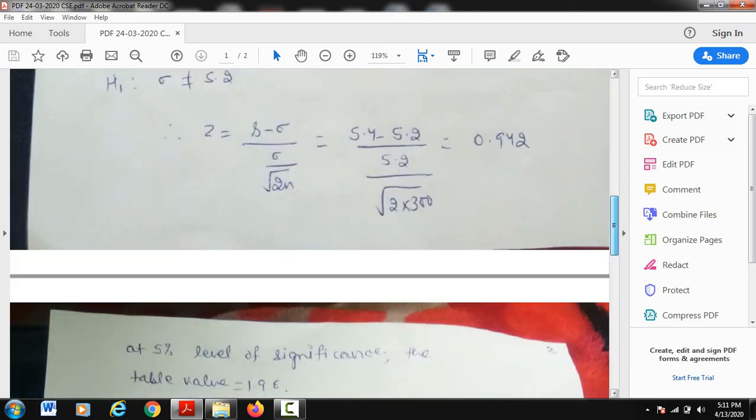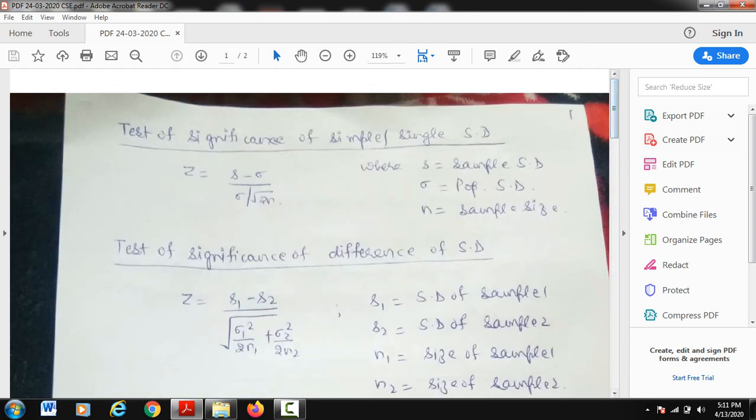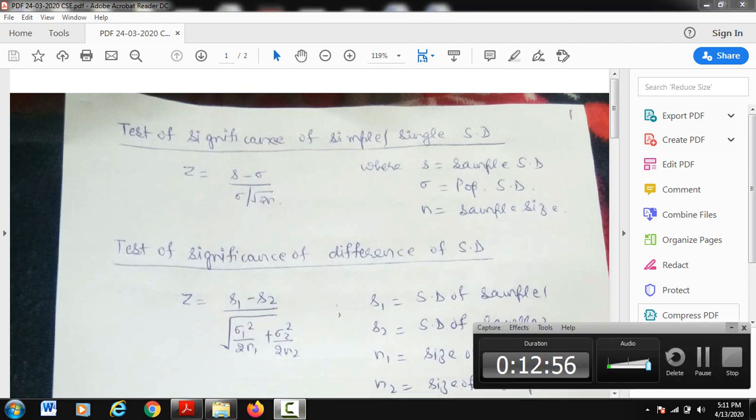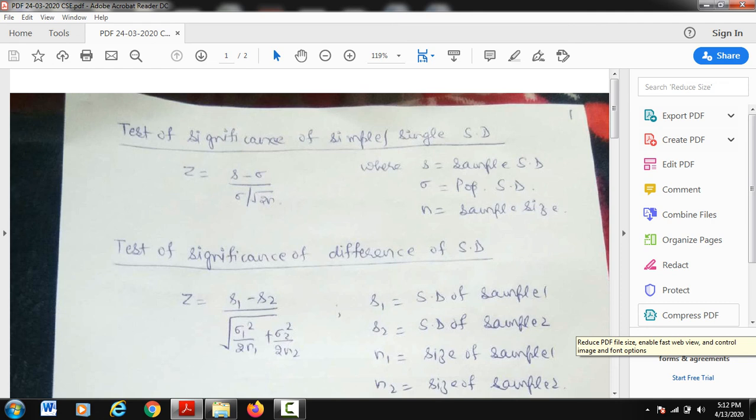There are two other applications of the z-test which I will discuss in my next lecture, and that is related to the population proportion. If I want to check a single population proportion or the difference of two population proportions, then we also make use of the z-test. After that we will start with the other applications like the t-test, chi-square test and f-test, which are very important from the examination point of view.